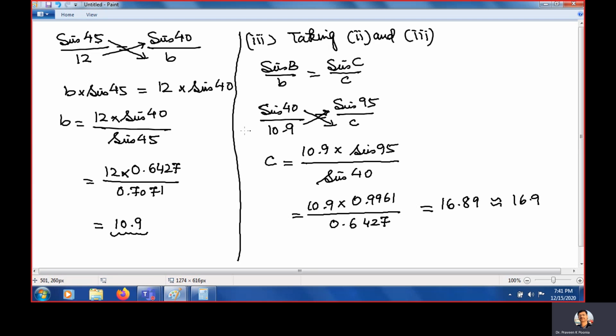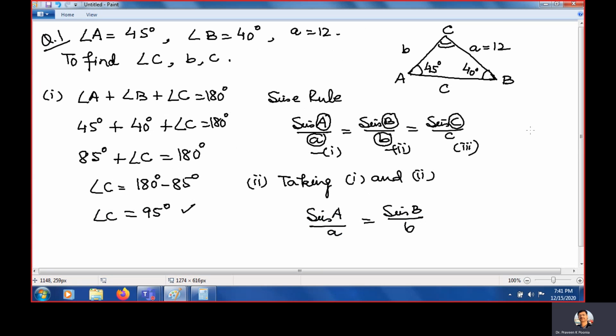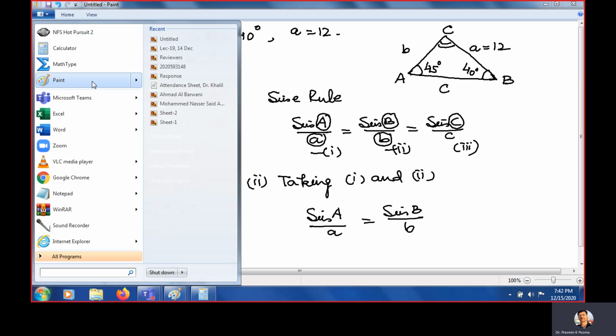So what was the question? The question was, there was a triangle in which two angles and one side were given. What was the target? To evaluate the third angle and the two sides. Okay. So this is how you calculate. In such a case, when two angles are given, first try to find the third angle with the help of angle A plus angle B plus angle C is equal to 180 degree. Then you can calculate the side. This process is extremely easy. It is not difficult.